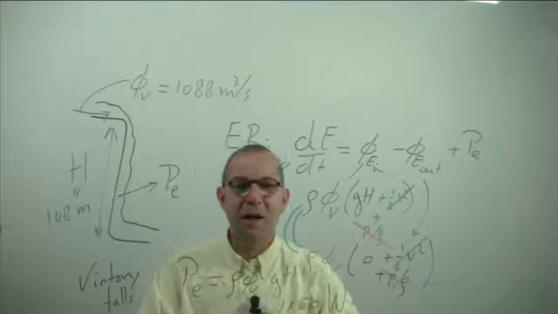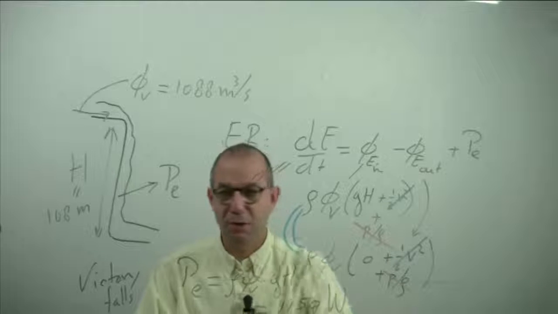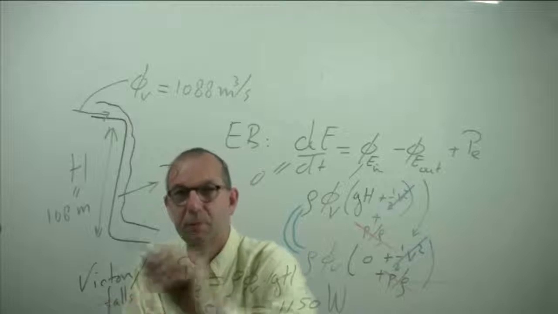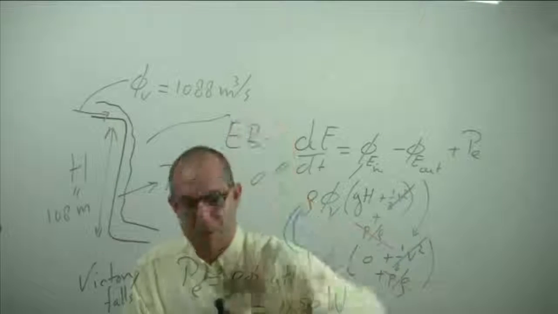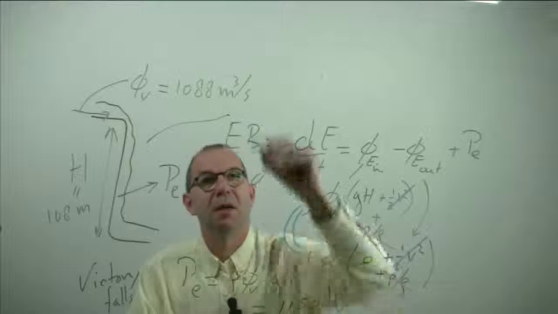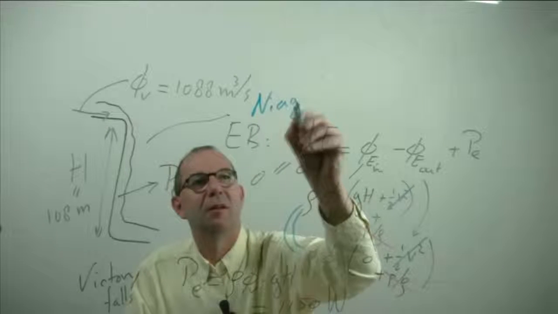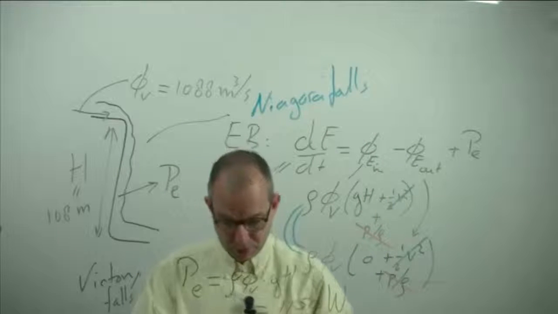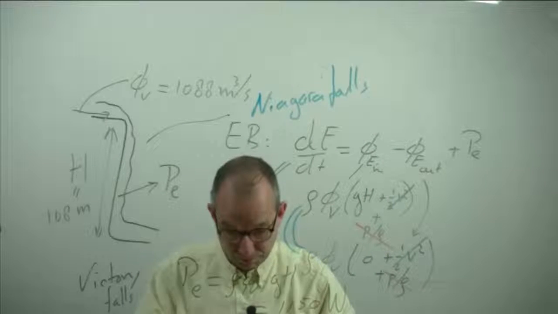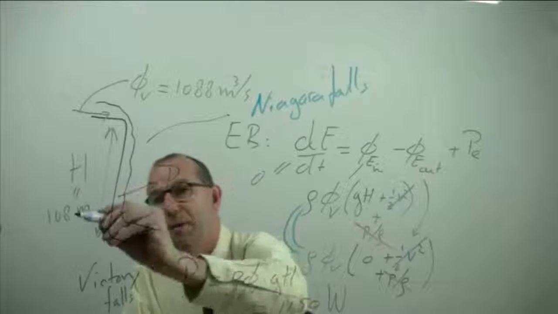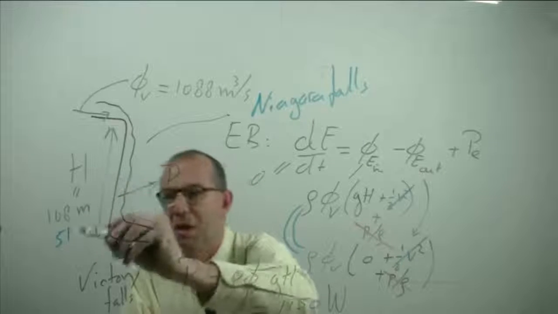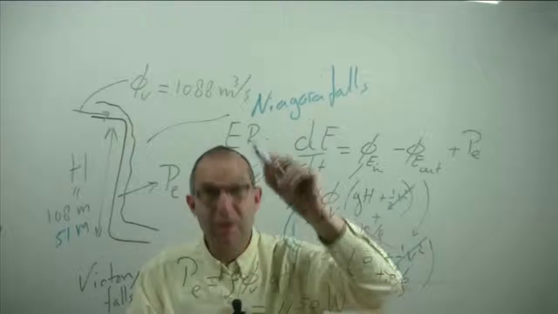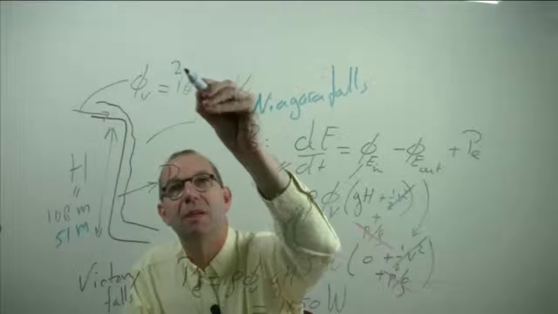Okay, Niagara Falls, huge falls. What about the Victoria Falls? What if we looked at Victoria Falls? Now, so if this was, let me do it in blue, the Victoria Falls, what would change? Well, the height would change. They are not that big. They are only 51 meters. The flow rate is, however, bigger. It's more than doubled.